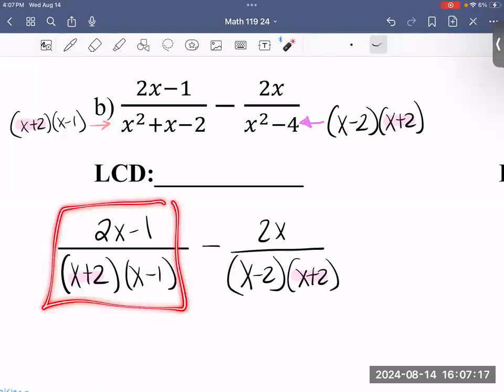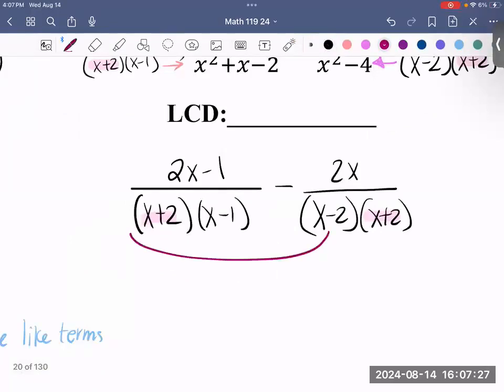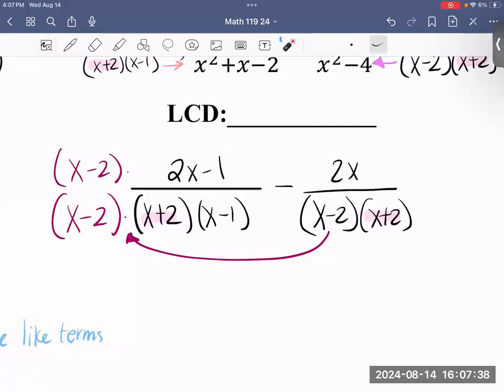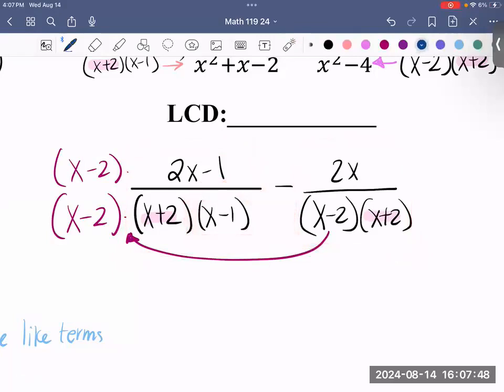Right, from your left-hand side, well, what's missing from its denominator? Well, the other one has an x minus 2. So this one needs an x minus 2. So we'll multiply that one over here. What you do to the bottom, you do to the top. And then on the other side, right? On the right-hand side, what does it need that the other one has? Well, it needs an x minus 1. So we're going to multiply that one over. An x minus 1. What you do to the bottom, you do to the top.